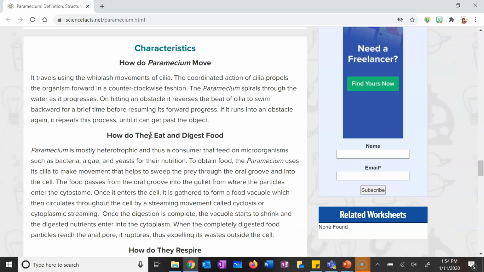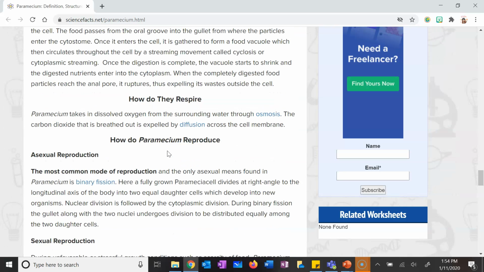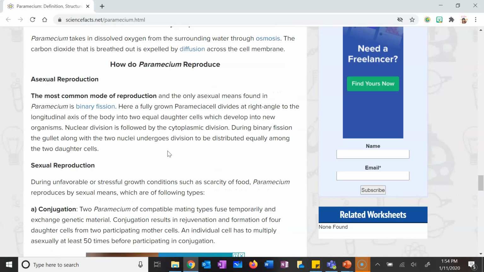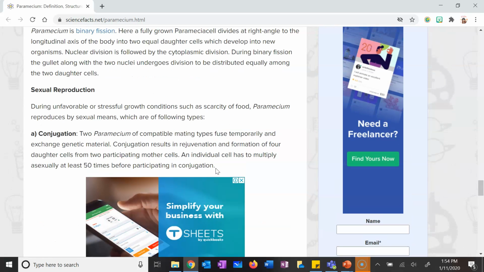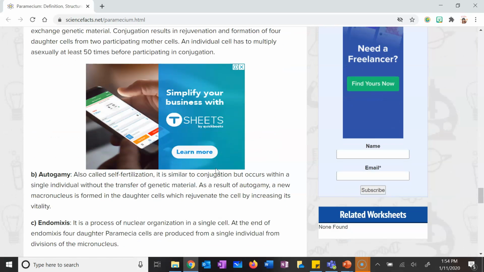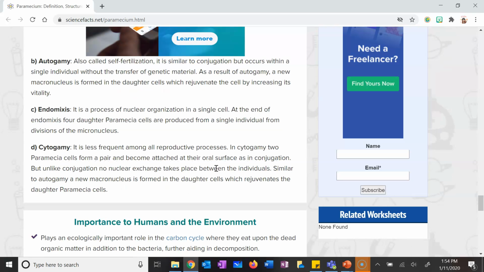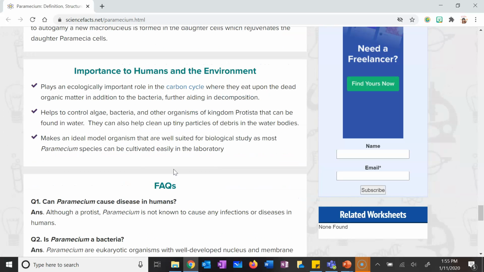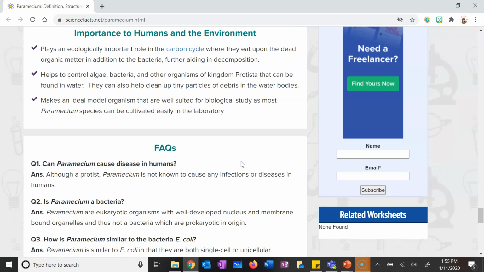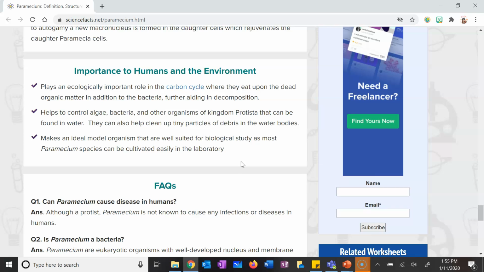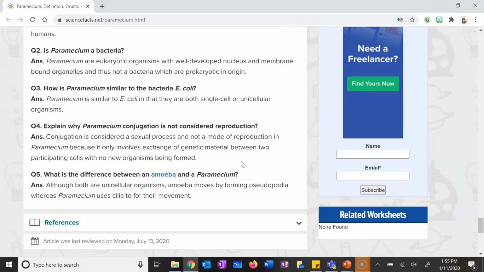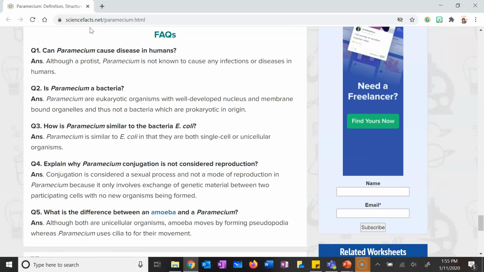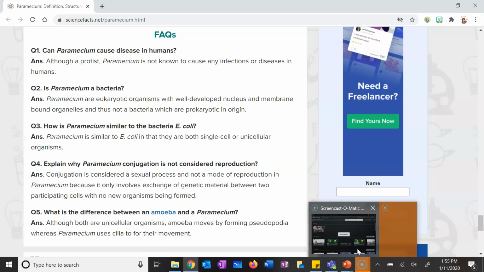Got information about how it moves, how it digests its food, and then about how they reproduce, so both asexually and sexually. And why they are important to us as humans, and then why they're important in the environment. And then some other questions and answers there. You can go to that website yourself, or you can just pause this video as you're watching it.